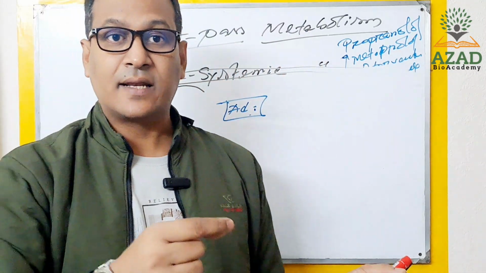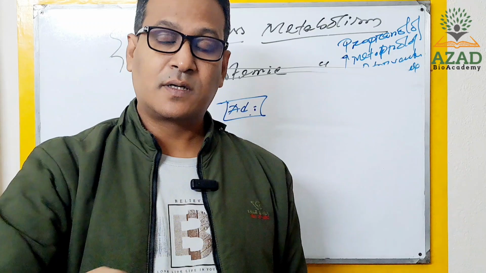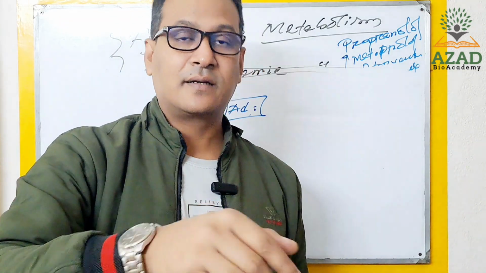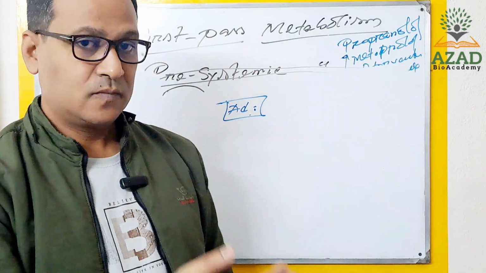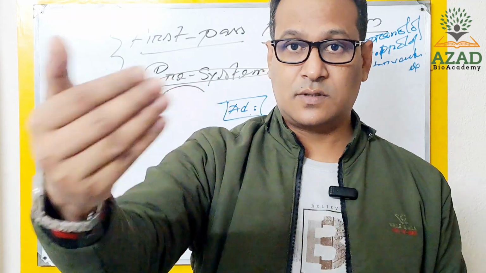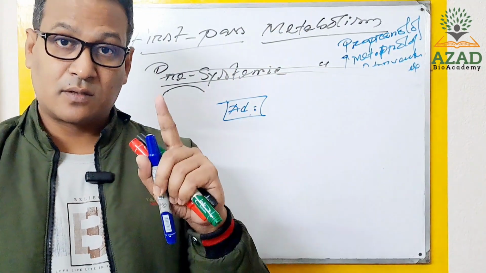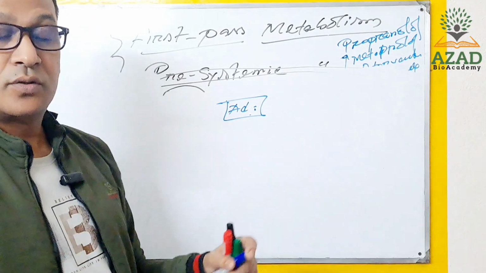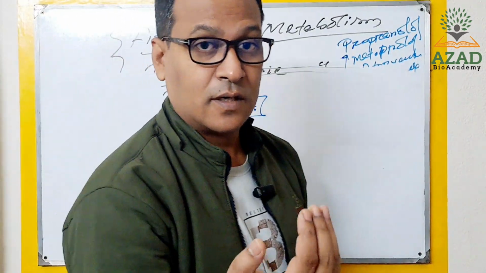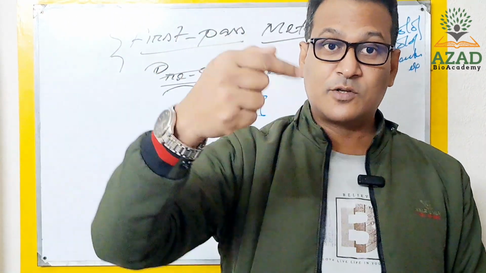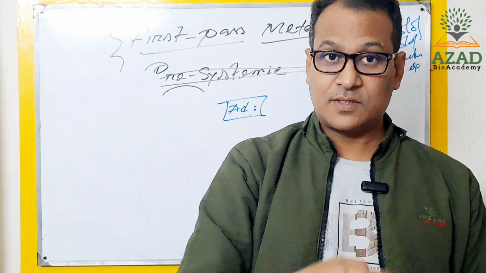Okay, so the pro-drug example. Here, enalapril can convert into enalaprilat, and it will be active. You can consider morphine, you can consider aspirin, and many drugs. But here, enalapril is one of the good examples. Okay, so this is the pro-drug concept for which first pass metabolism is basically considered.